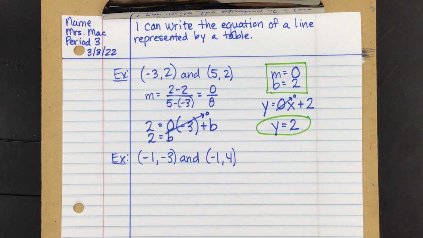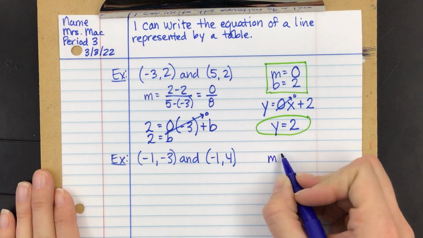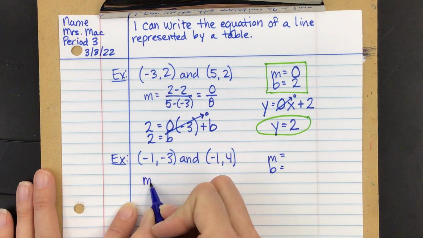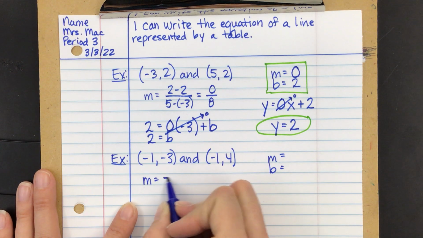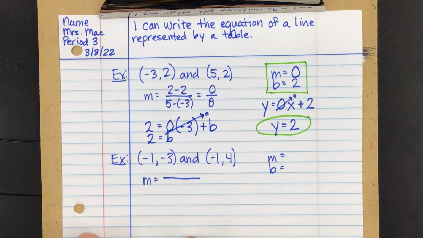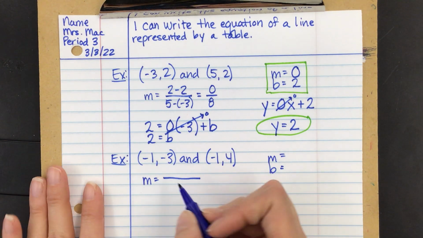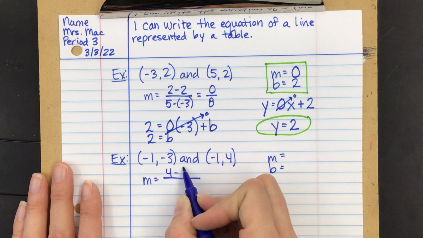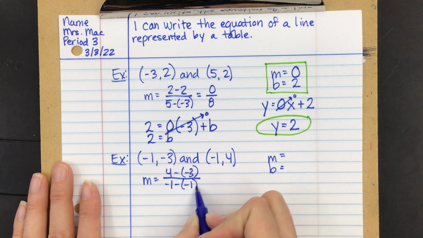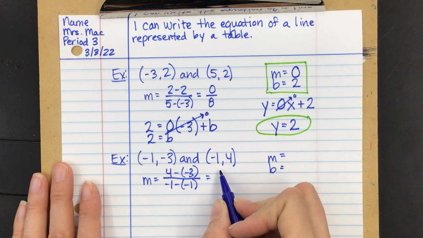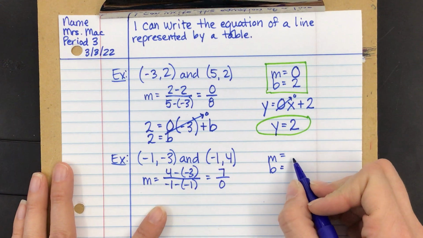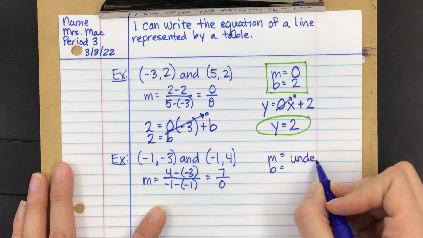Okay, so let's go through the process of actually looking at this. So you can write the equation without having to do any work here just because of these 2 points. But if you're not sure, you can do some work. So 4 minus -3, and then -1 minus -1. So this is going to be 7 on the top, 0 on the bottom, and just like Jordan said, this slope is undefined.